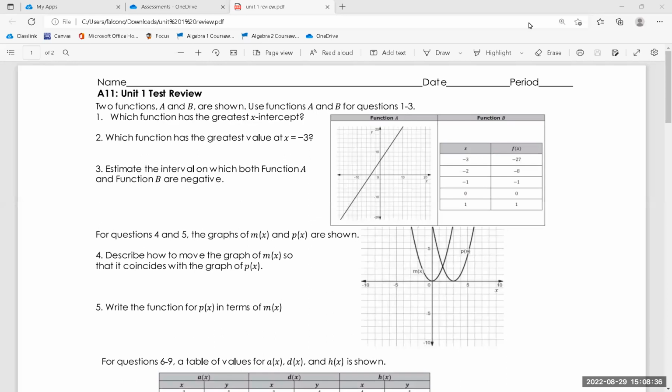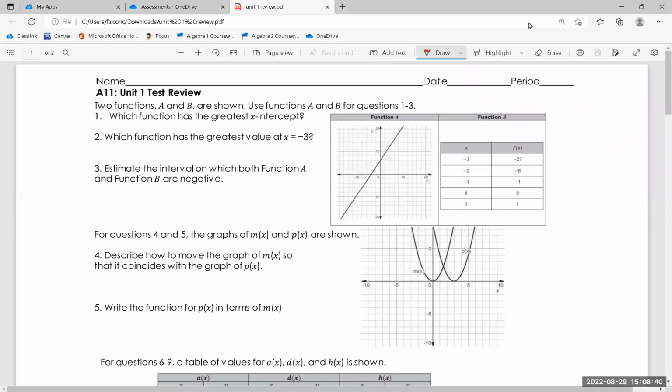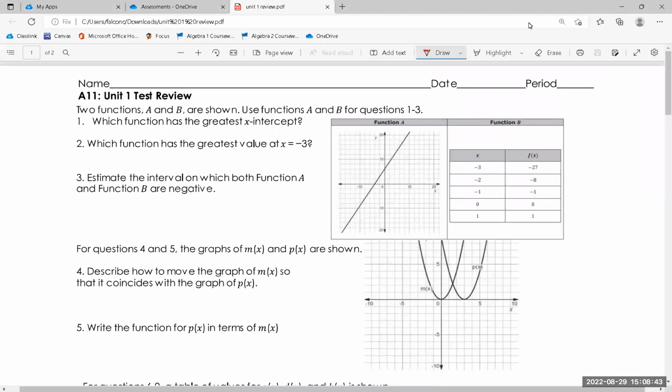Okay, so this is our Unit 1 test review. We've been talking about key features, graphing and solving absolute value functions, real-world absolute value functions, piecewise functions, all that good stuff. So number one, our questions 1 through 3, we're using these two functions on the right side, A and B.